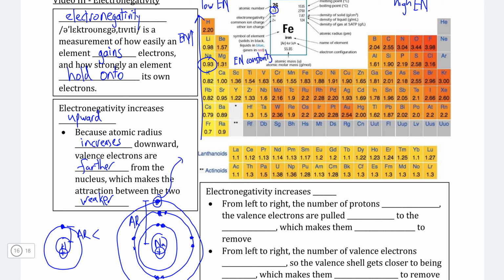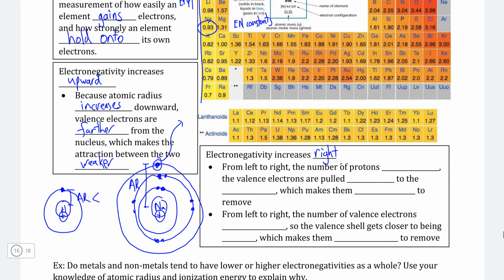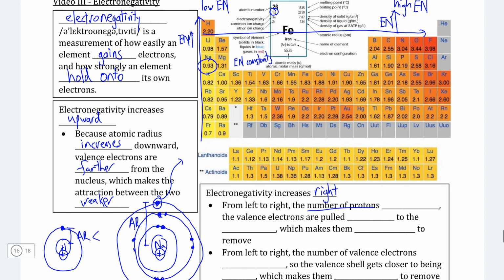Conversely, when we read the periodic table side to side, we can see that electronegativity clearly increases as we move from left to right. And there are a number of explanations as to why this is true. Firstly, we can use the same justification as atomic radius by looking at the number of protons. As we move from, say, lithium all the way up to neon, the number of protons increases, obviously, because that's how the periodic table is organized.